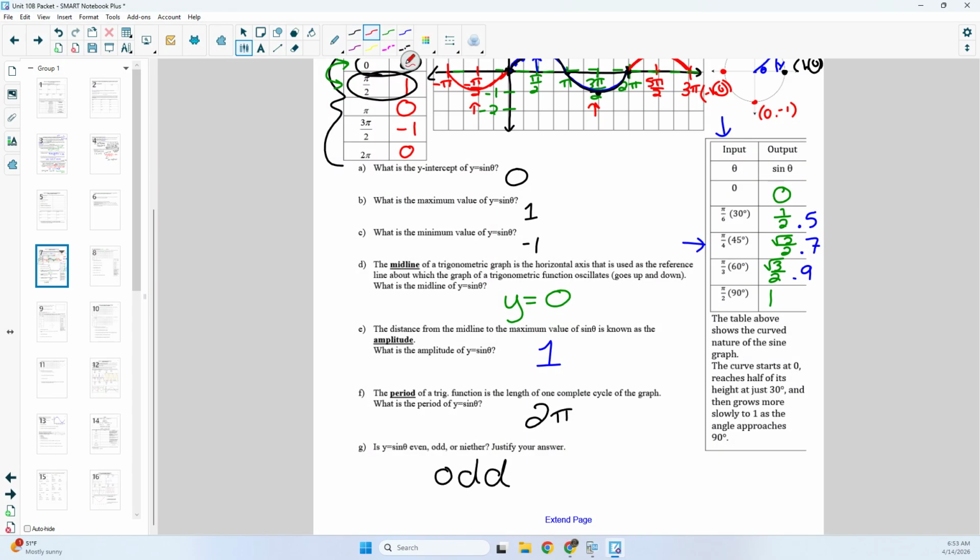We could explain that. Another fact we learned about a negative angle, in the last unit, we said the sine of a negative angle is the same as the negative sine of the angle. And way back in unit 5, we learned that this fact is true for odd graphs. So that's another way we could show that sine is an odd function.